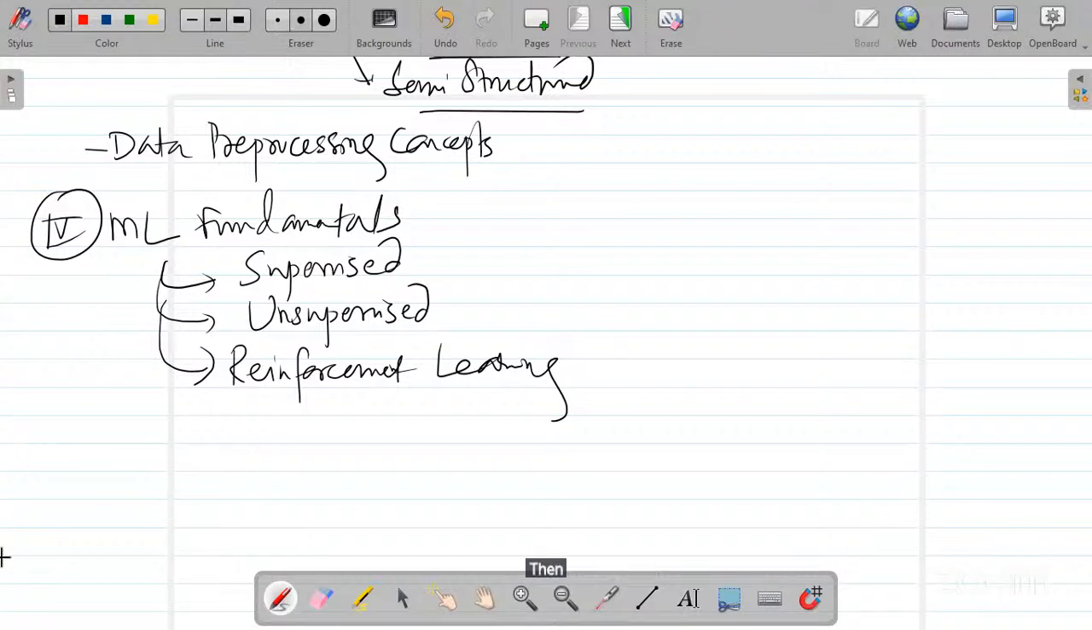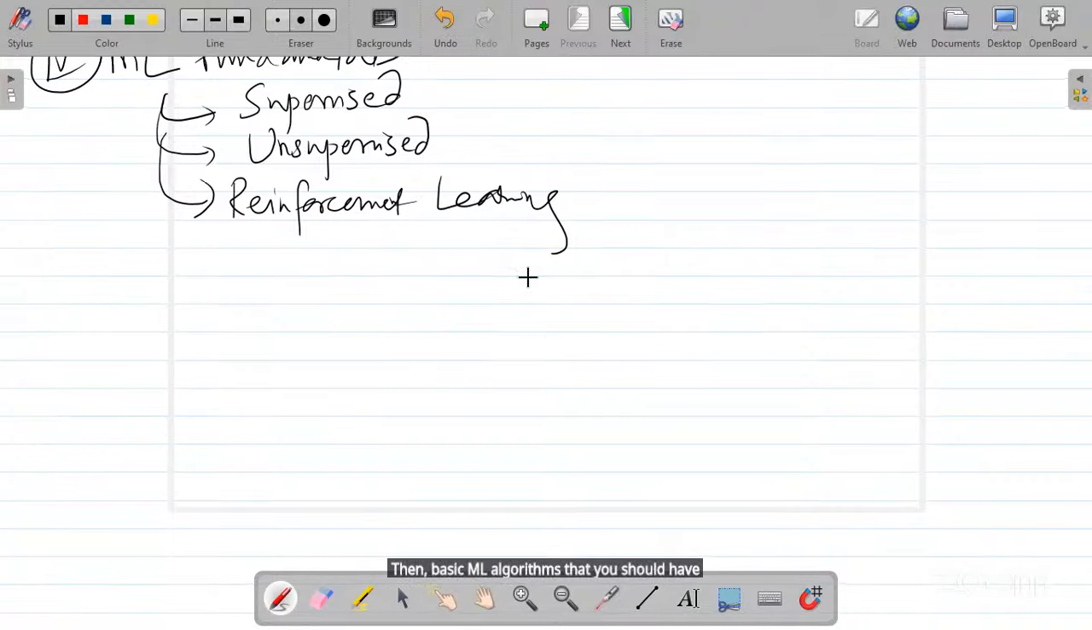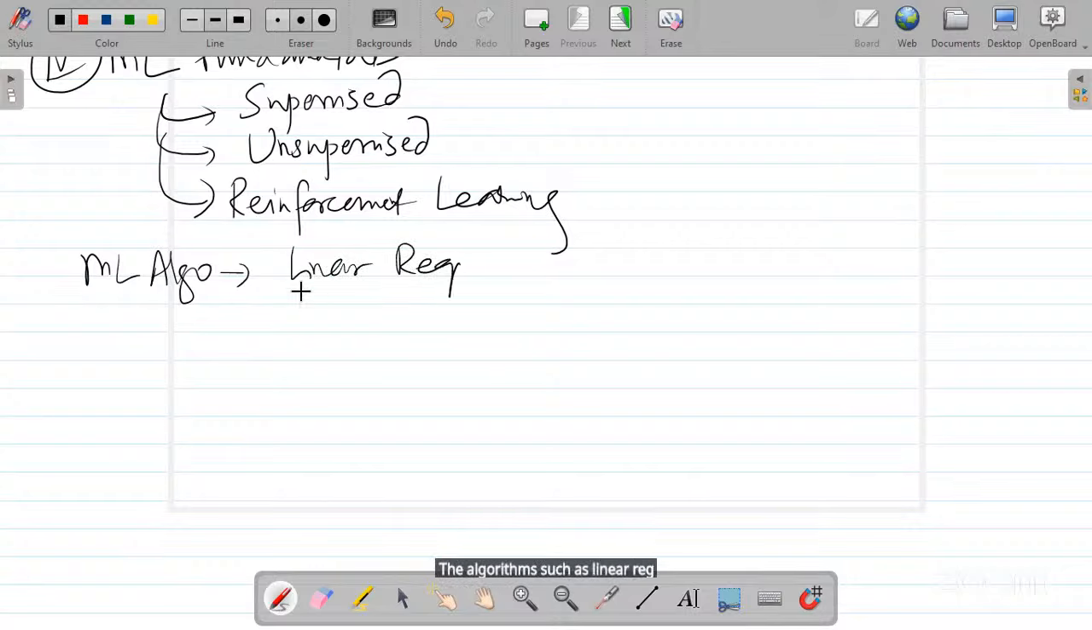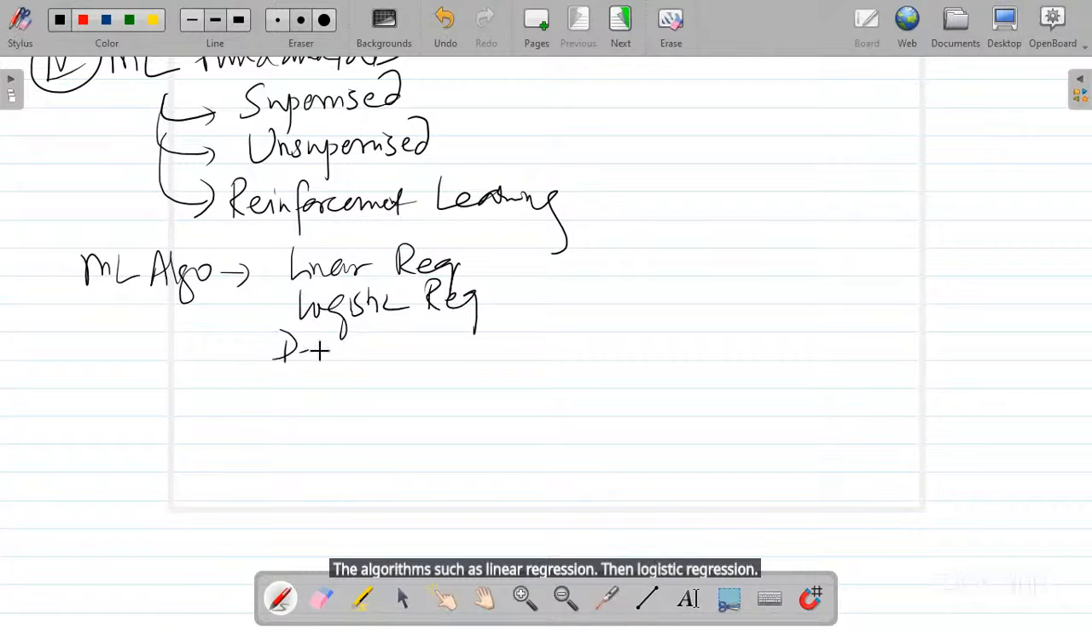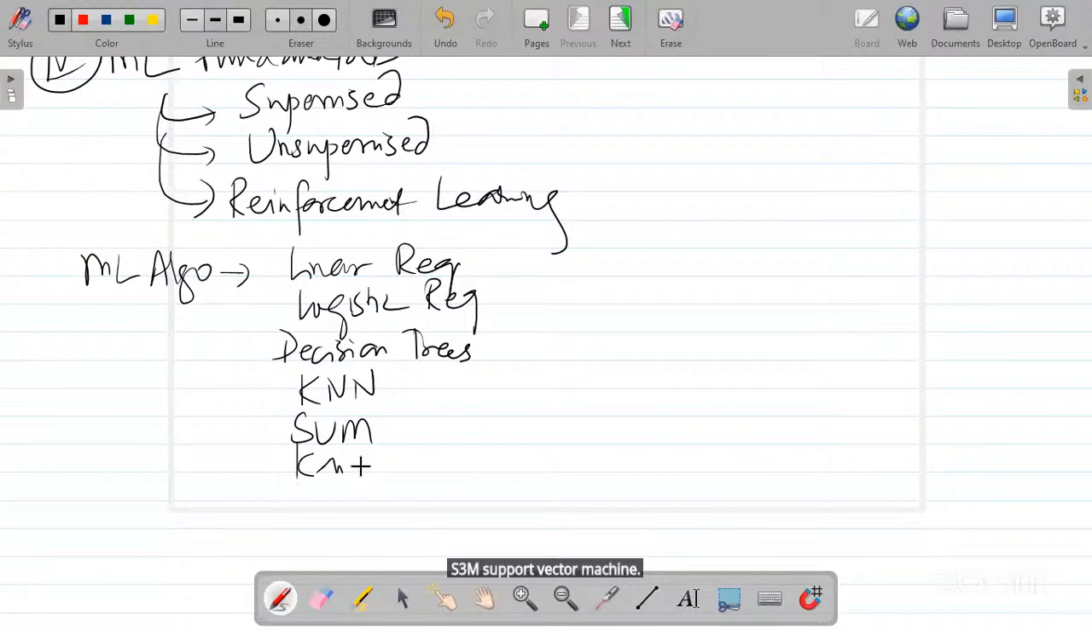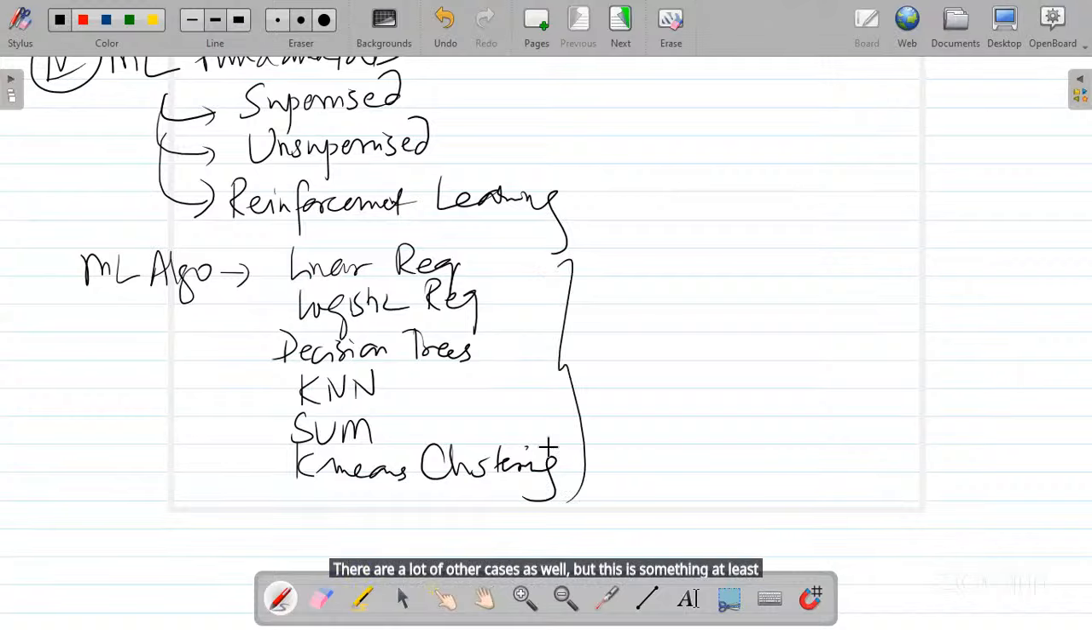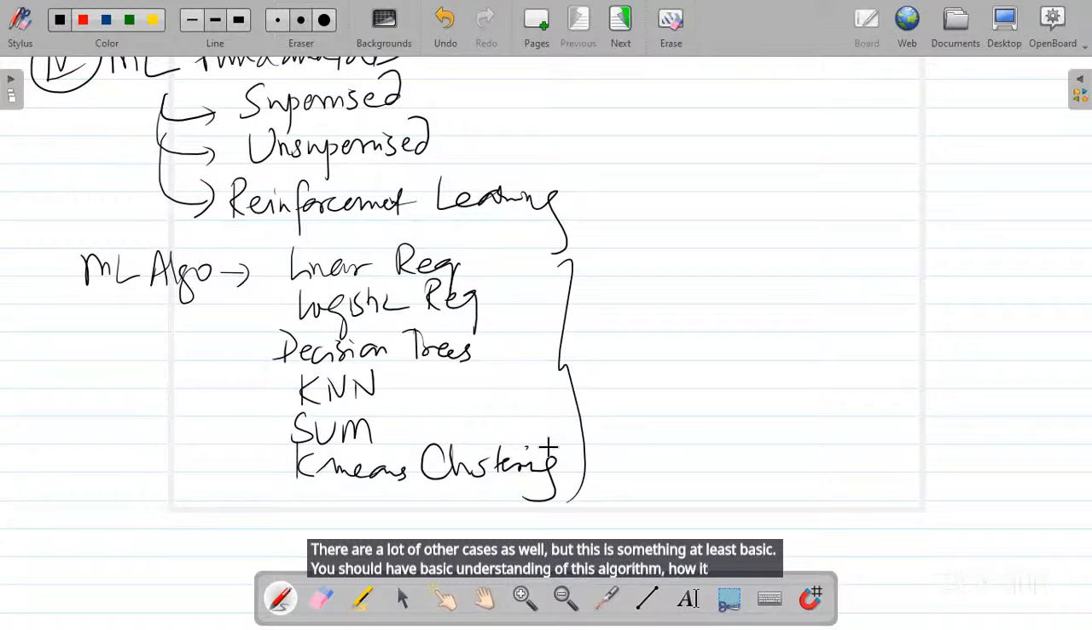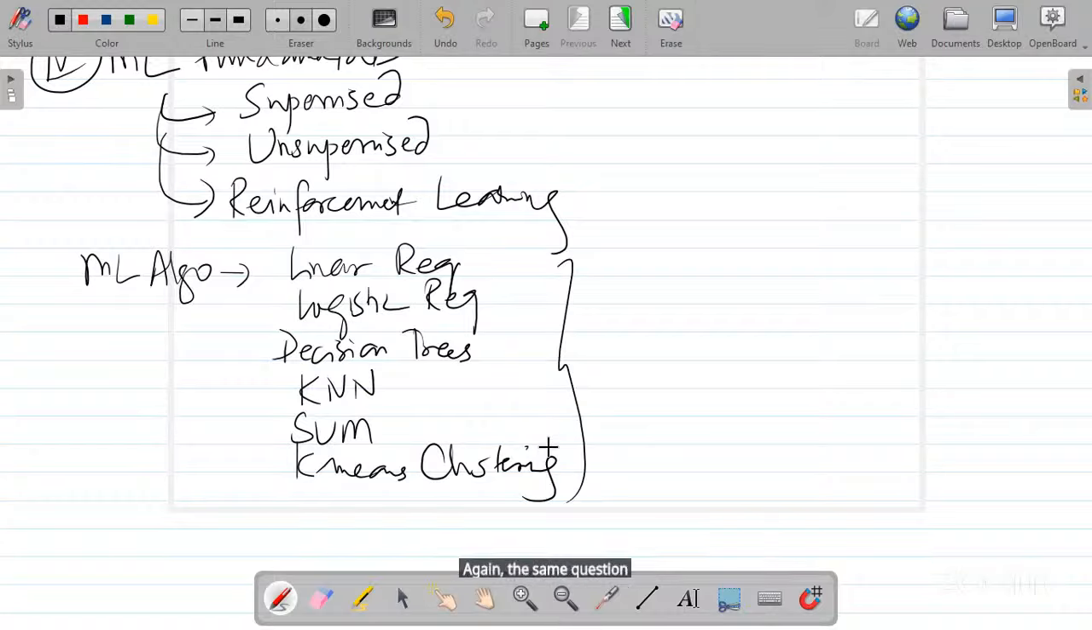Then basic ML algorithms, that you should have an idea about, how it works. The ML algorithm is another sub concept, you can say. The algorithms such as linear regression, then logistic regression, then decision trees. Okay, then we have KNN, SVM, support vector machine, and K-means clustering. There are a lot of other cases as well, but this is something at least basic. You should have basic understanding of these algorithms, how they work. Why? Again, the same question comes.